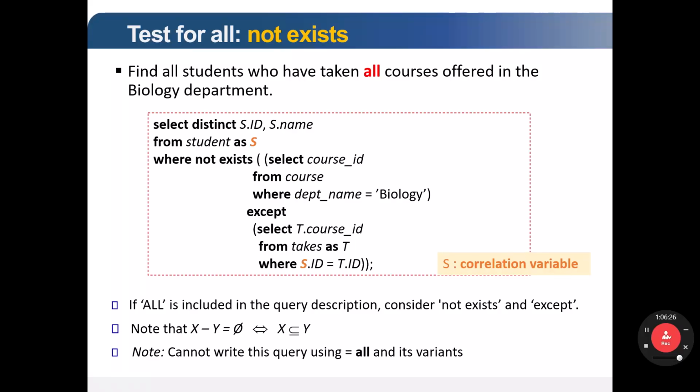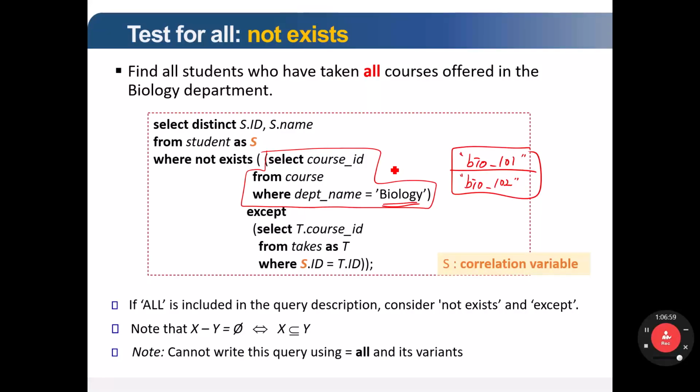We have 3 queries. This is one nested query, and there is no correlation variable. In that case, DBMS will process this query first, and then keep the result in storage or main memory. Let's say Bio 101 is the course ID of biology department. Let's suppose there's another course, Bio 102. So this is the output table.